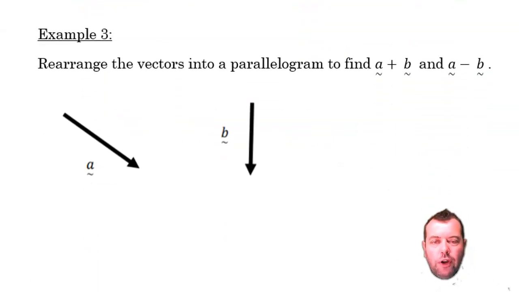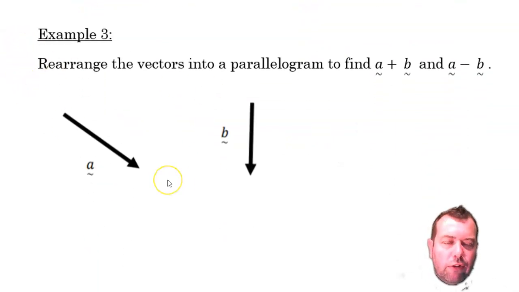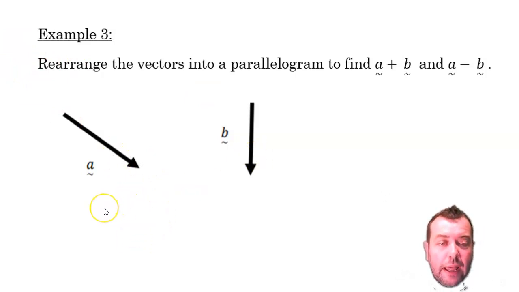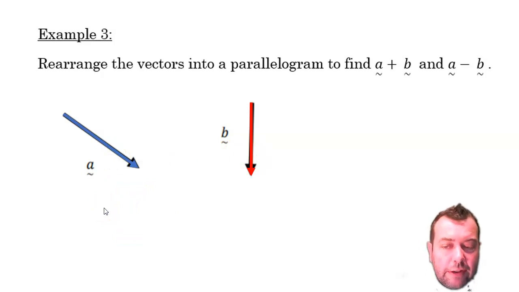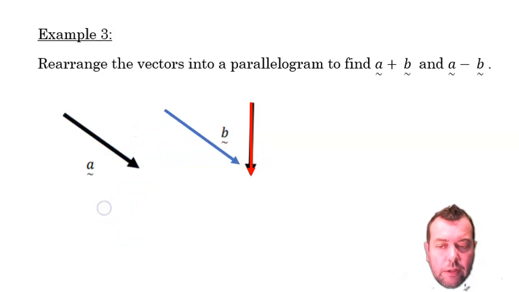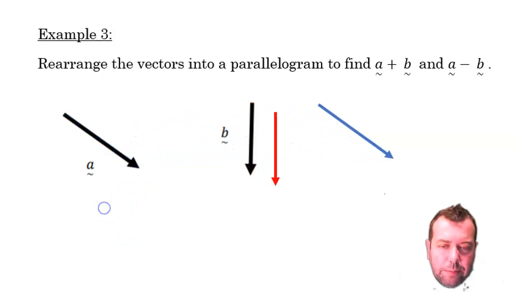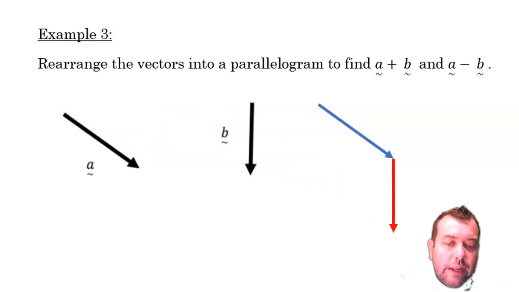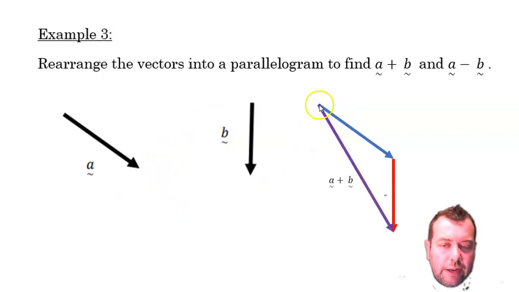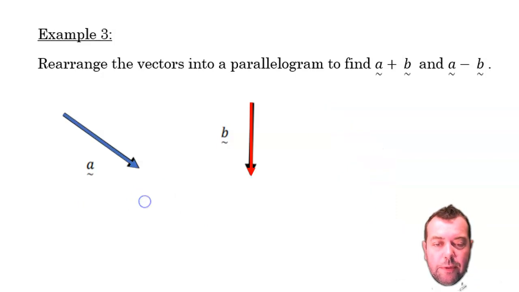Now, we've got another thing here. We're asked to arrange them in a parallelogram. I'm probably not going to go with the whole parallelogram, but I am going to find a plus b and a minus b. So here are my vectors a and b. To do a plus b, I take b and I line it up so the tail of b aligns with the tip of a, and I create a resultant vector from the start of A to the end of B like that. That purple one there is A plus B.